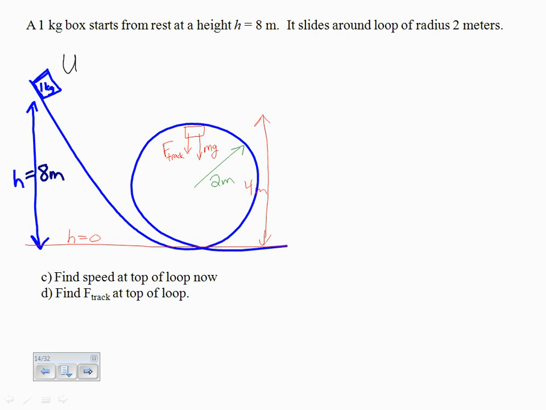So we can first find the potential energy when it's starting. So that potential energy is going to be 1 kilogram times 9.8 meters per second squared times the height of 8 meters. And so if we calculate that potential energy, it's 78.4 joules.